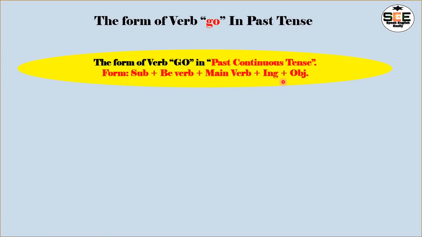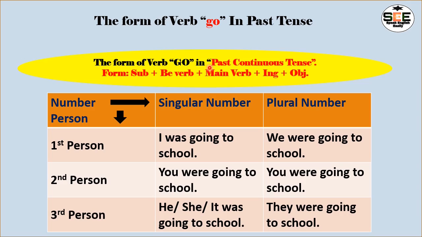So today's lesson I have already informed you. It is on past continuous tense and the main verb is go. Here in this table we can find the arrow marking is showing numbers, singular number and plural number, and below in this arrow marking it's indicating person: first person, second person and third person. So in this table the first row is indicating the first person, I was going to school.